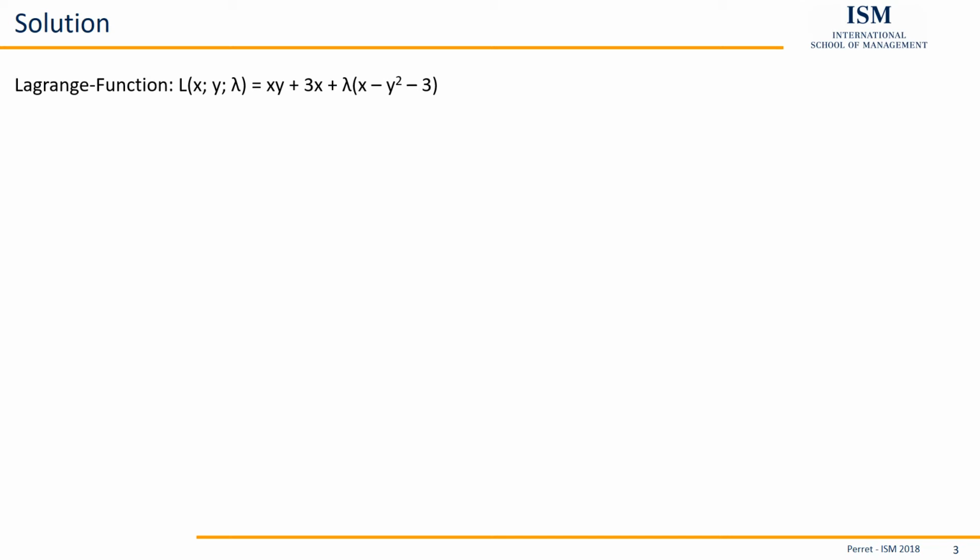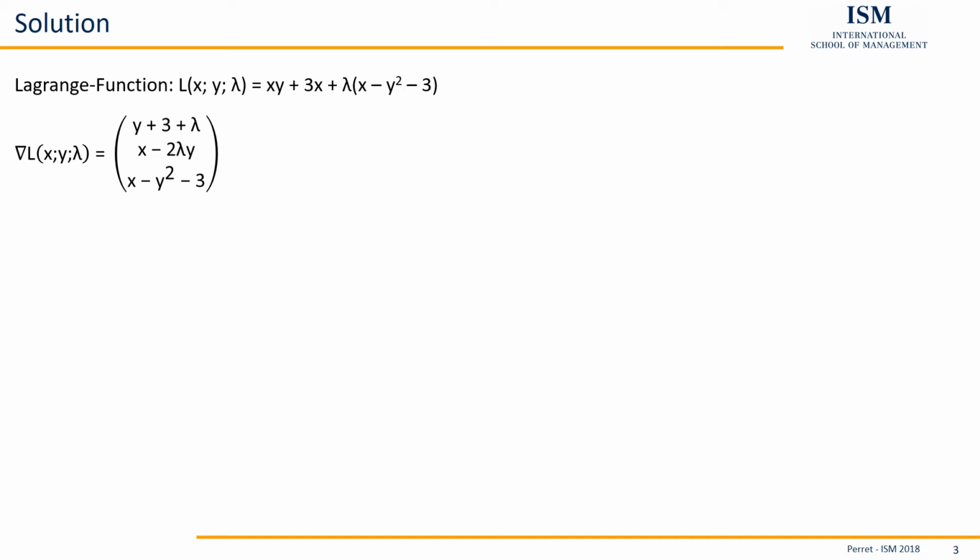Well, if we work our way through, for x, we have y plus 3 plus lambda. Then we do the same thing for y. Then we get x minus 2 lambda y. And finally, we have to do this for lambda. This gives us just our constraint x minus y squared minus 3. And that's how it looks.